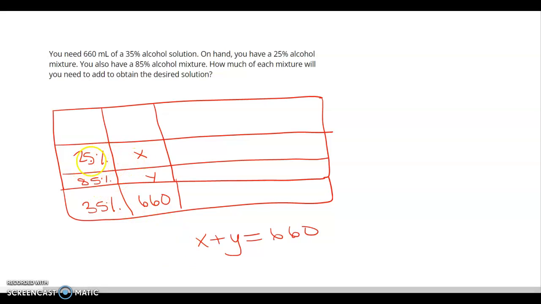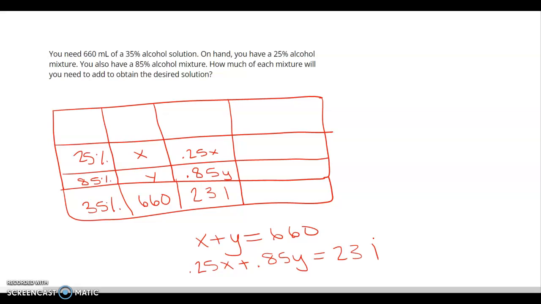Now what we can do is multiply these, and if you want, you can even make another place in the table. Multiply those, we'll get 0.25x, 0.85y, and then multiply those, and we will get 231. And so X plus Y equals 660 was our first equation, and our next equation will be 0.25x plus 0.85y equals 231. Okay, so this is a way to do it with the table.